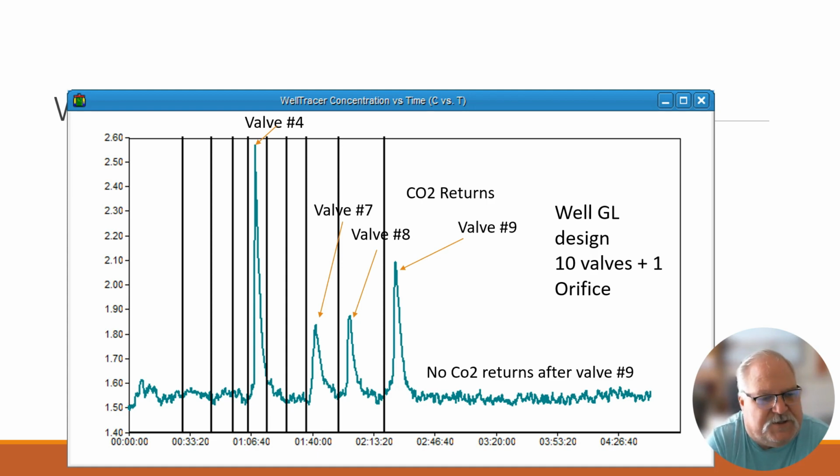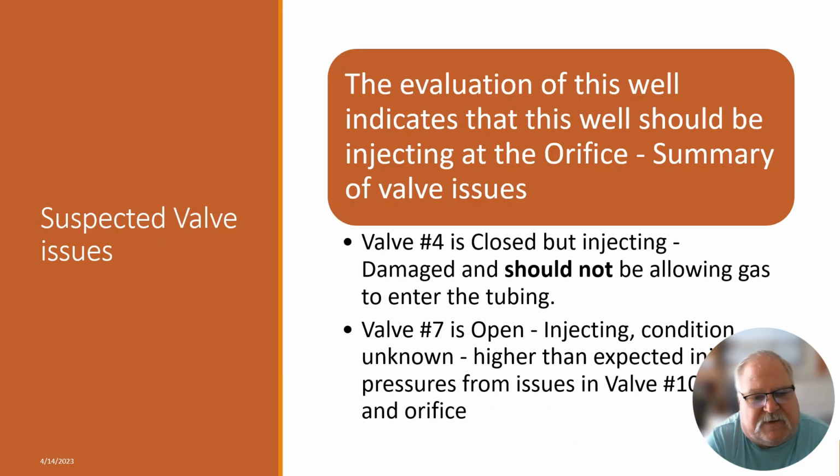Valve 4 had a huge return. Valve 7, Valve 8, Valve 9 had a return, but there's no returns after Valve 9. So valve 10 and the orifice, no returns, and we should have been at the orifice. So that really meant, when you look at this, probably the majority, 60-70% of the total injected gas is way up hole. So because of that, it didn't matter how much we injected, or if we were going to put a plunger into this well, it really would have done very little to bring that plunger up from the orifice.